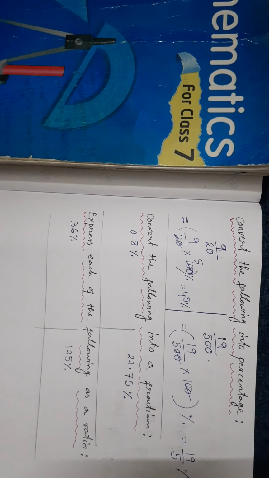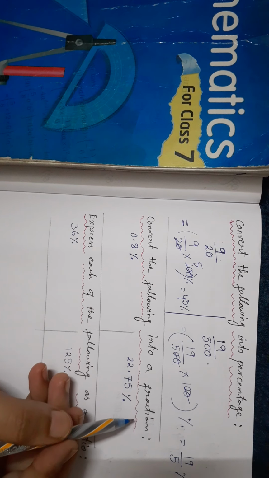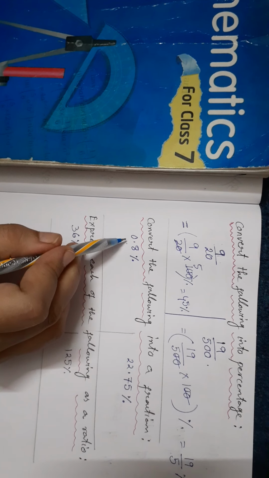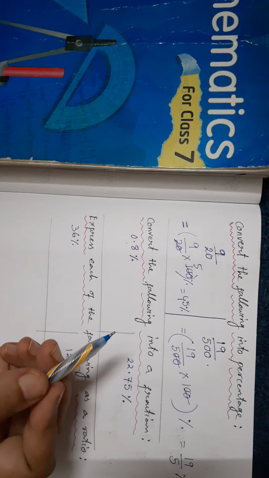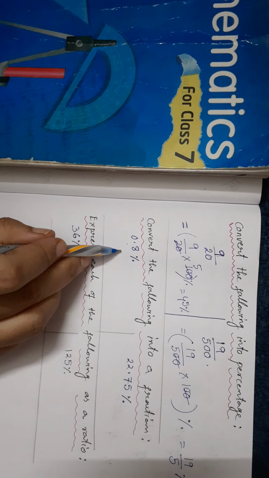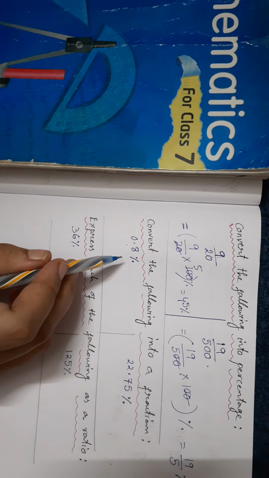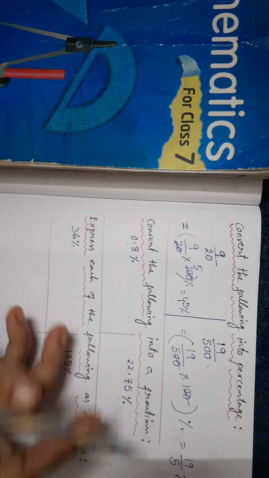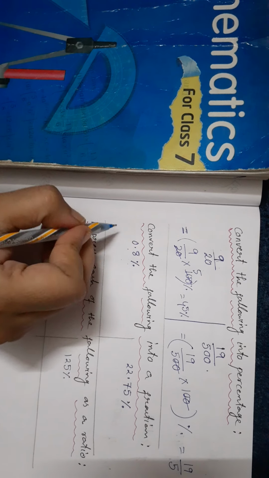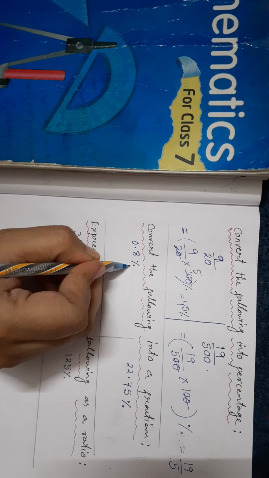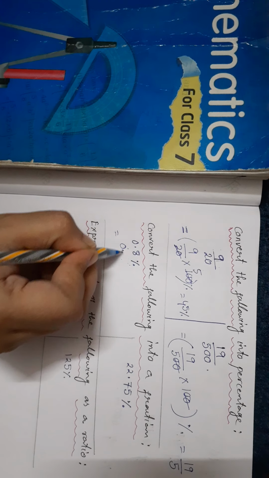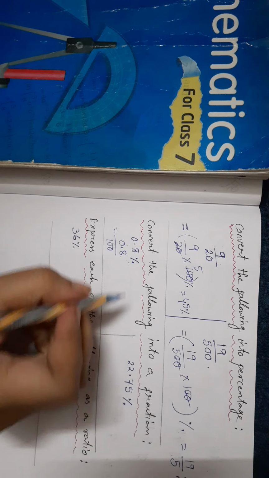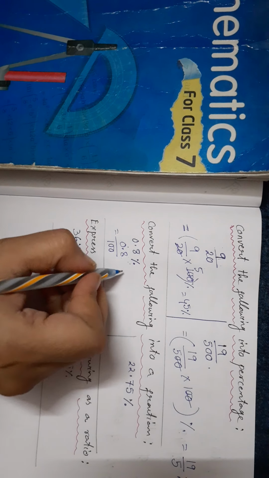Next topic is convert the following into fraction. Now see, it is given in percentage. This is 0.8%. So how to convert it from percentage to fraction? Whenever we convert any percentage into fraction, we have to divide it just by 100. So it will be 0.8 by 100.